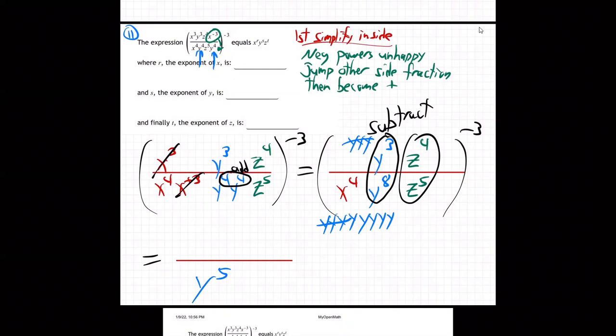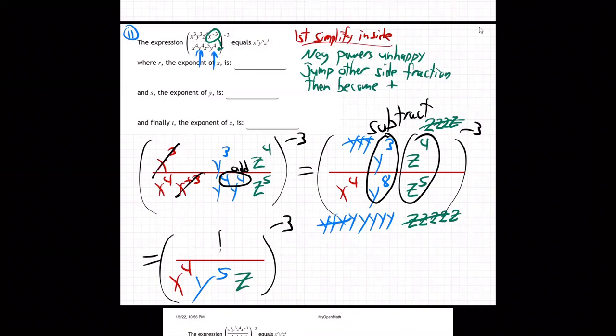What's going to happen with the Z's? 1, 2, 3, 4, 5 Z's on the bottom, and on the top, 1, 2, 3, 4 Z's. 4 of these will cancel 4 of these. We're left with a single Z on the bottom, like that. And X to the fourth on the bottom, which has just been sitting there all along, waiting. Now there's nothing left on the top. What do we always do when there's nothing left on the top? We put a 1. Then parenthesis, minus 3 power. So we still have that minus 3 power on the outside.